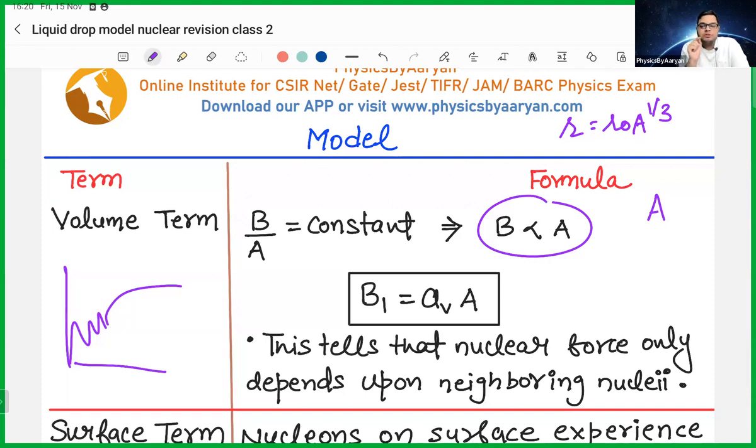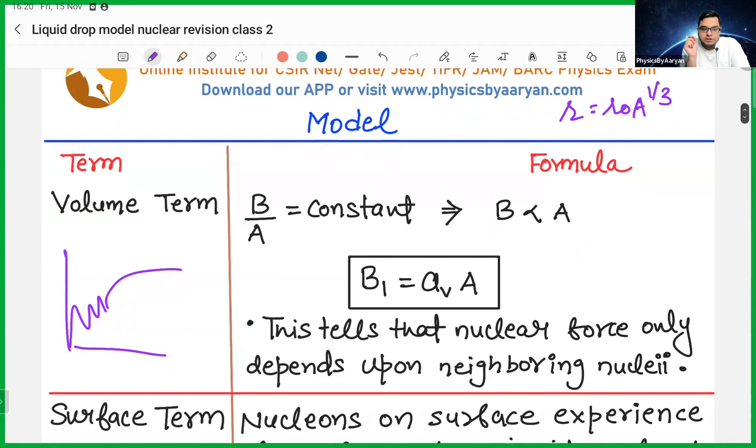So binding energy per nucleon will remain the same, but binding energy obviously will depend upon A. In order to bind a bigger nucleus, you need bigger energy, but it does not mean that binding energy per nucleon is changing. So binding energy is directly proportional to A from here. And if you remove this proportionality, you will get a constant which we can write as AV, which means the volume constant. And this constant is coming from the experimental data.